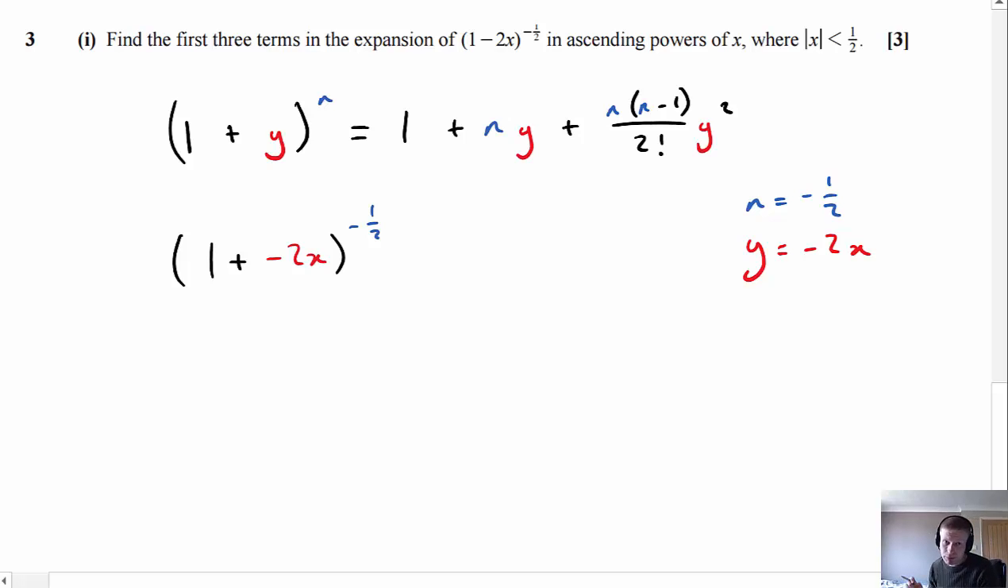A word of warning, a couple of things I'm going to point out here. Number one, don't try and be too clever. Don't try and simplify as you go along.